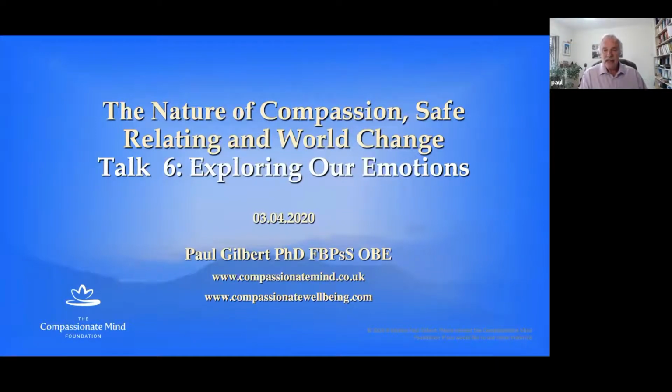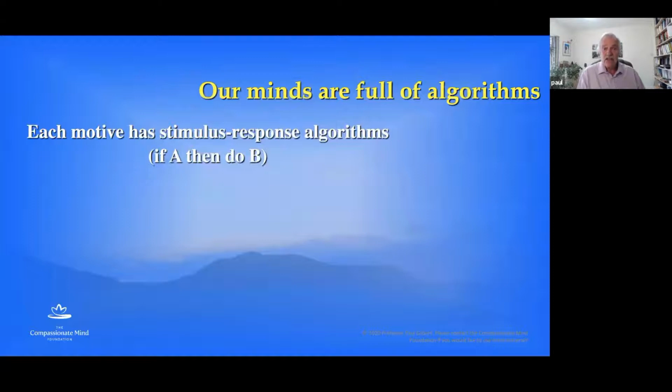So we're going to be looking at the nature of compassion, the concept of safe relating again, and the idea that compassion can help us to change the world if we orientate ourselves to a compassionate motivation. Just to remind ourselves about something we spoke about in the second talk, we need to understand that motives and emotions are linked to what we call an algorithm: if A, do B.